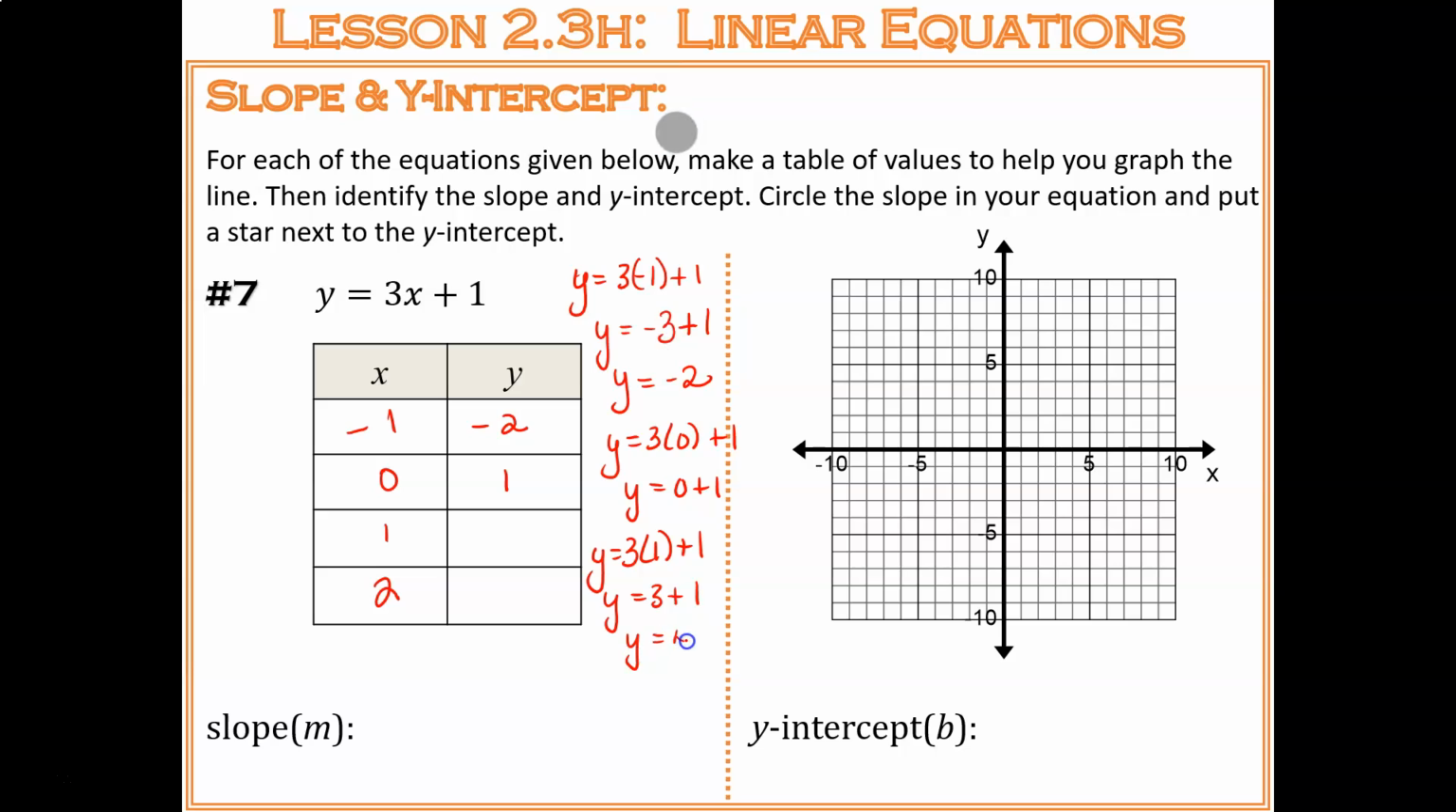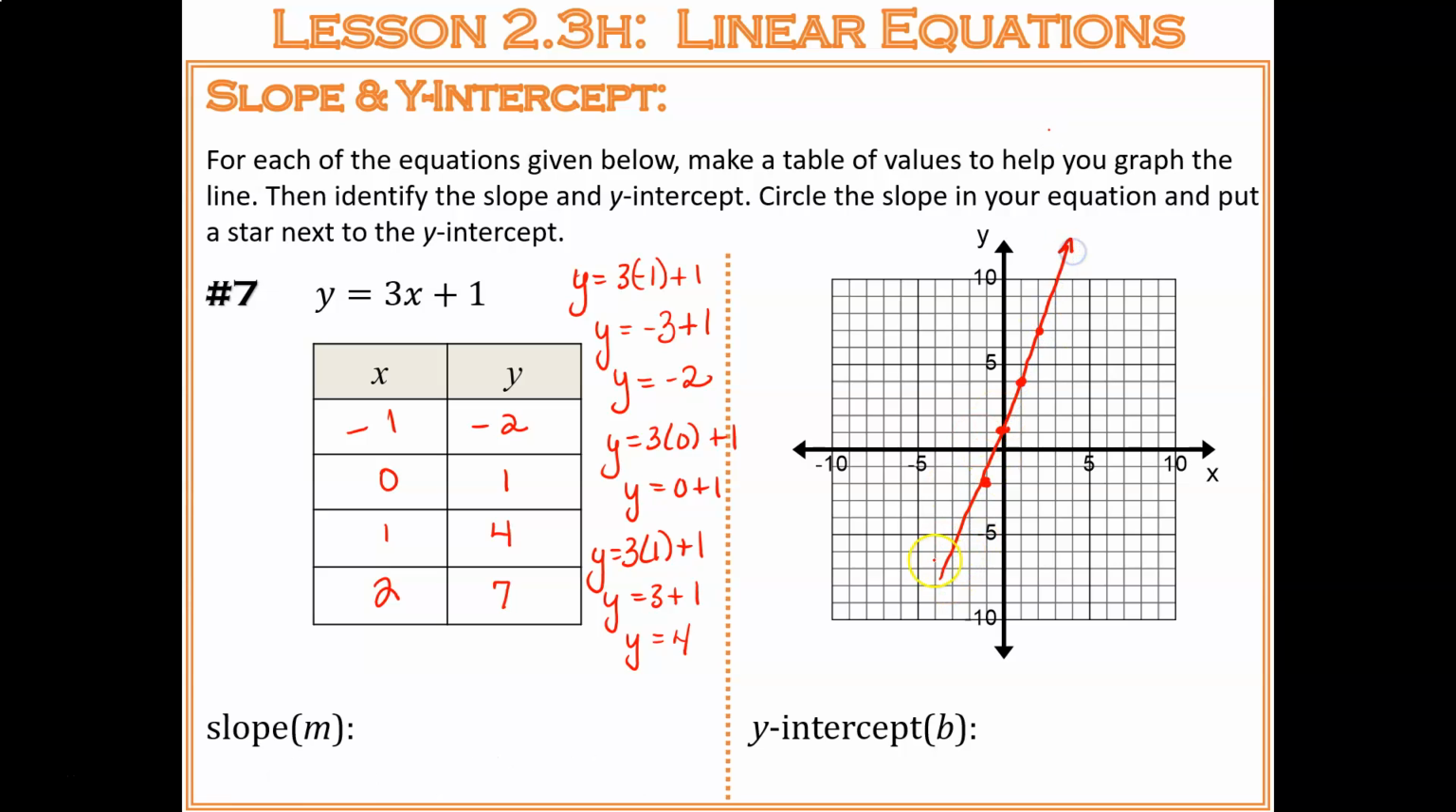So y is 4. And last, unless you can see the pattern, it looks like I'm adding 3 here. So if I go up by 1s on the x, I'm going to add 3. So I have 7. So let's plot. I have -1, left 1, and down 2, 0, 1, 1, 4, 2, 7. There's my line.